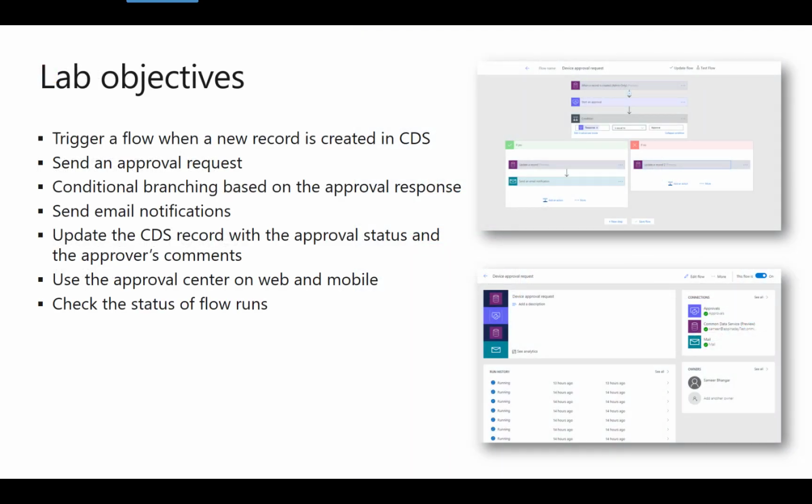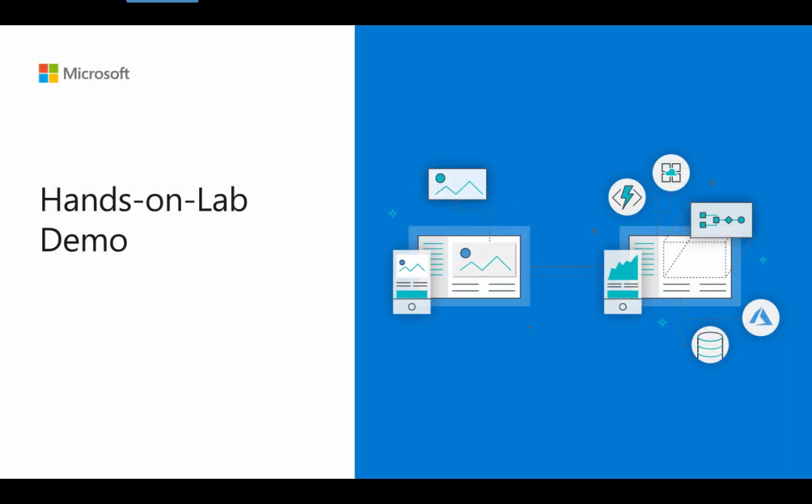In this final lab, we'll go over the process of triggering a Power Automate flow when a new record is created in CDS and sending an approval request. We will show how to create conditional branching based on the response and send email notifications. And finally, we will update the CDS record with the comments from the approval process. We will demonstrate the approval center and see the status of flows when they run. Now, let's go ahead and start with this lab.